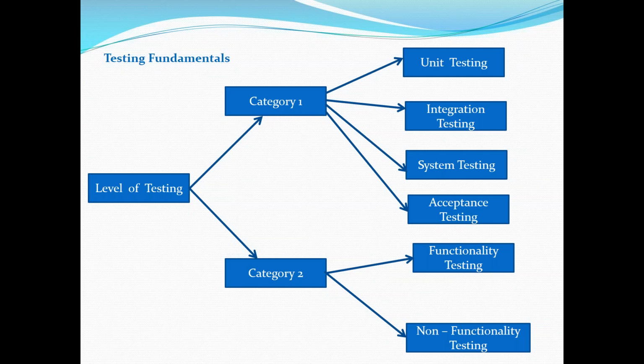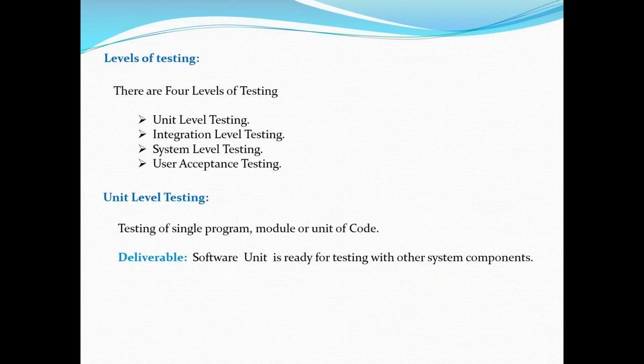Coming to unit testing, we already know that, right? Unit testing is done by the developers, because he needs to check whether his code is working properly or not. Unit level testing is the testing of a single program, module, or unit of code. The developer has written a single piece of code, and that code you need to test. We call it unit level testing.